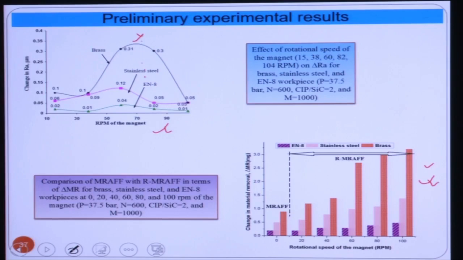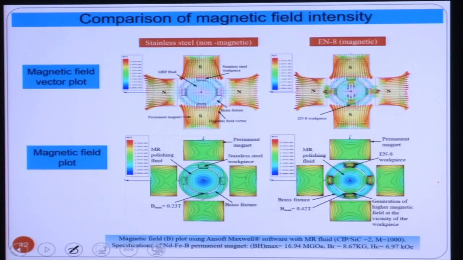Now we shall discuss one more thing: ENet is a magnetic material, but stainless steel we have considered as non-magnetic here. Brass is also non-magnetic. We have seen that for the magnetic ENet workpiece, we got very little improvement in surface finish. Why is it so? You can see this magnetic field vector plot here for the stainless steel workpiece and for the ENet workpiece.